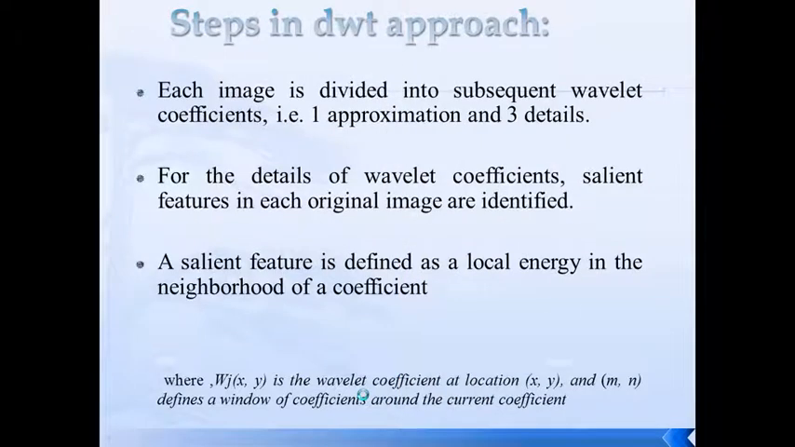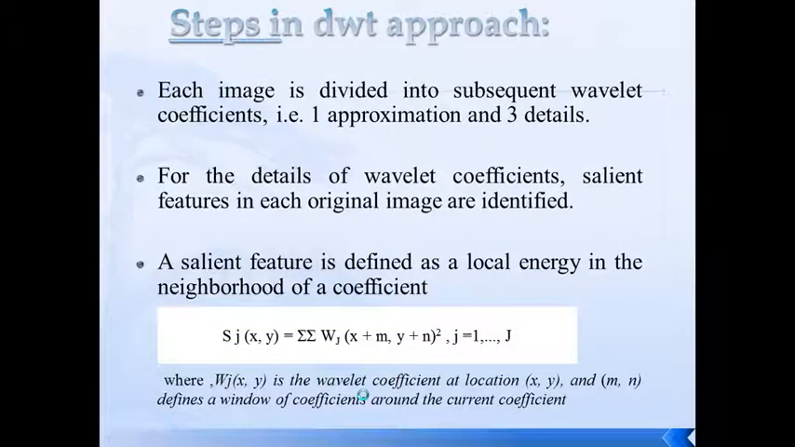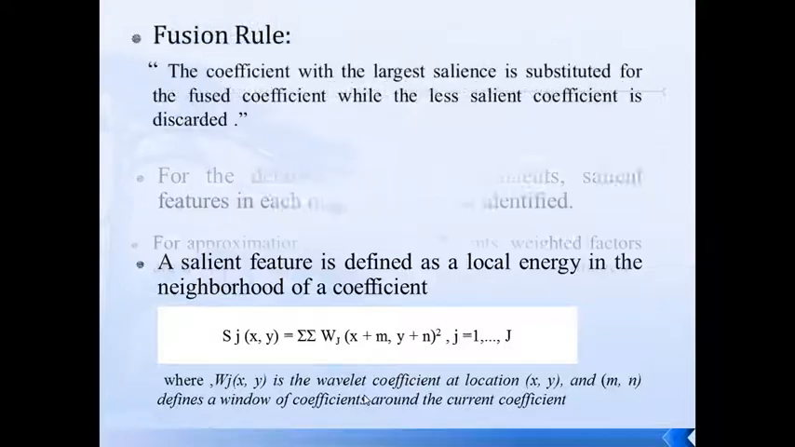So the various steps in the DWT approach are, first, each image is decomposed into wavelet coefficients, that is, one approximation and three details. For the details of the wavelet coefficients, we find a salient feature. In this case, we use the local energy in the neighborhood of a coefficient as the salient feature. It has been formulated in this equation.